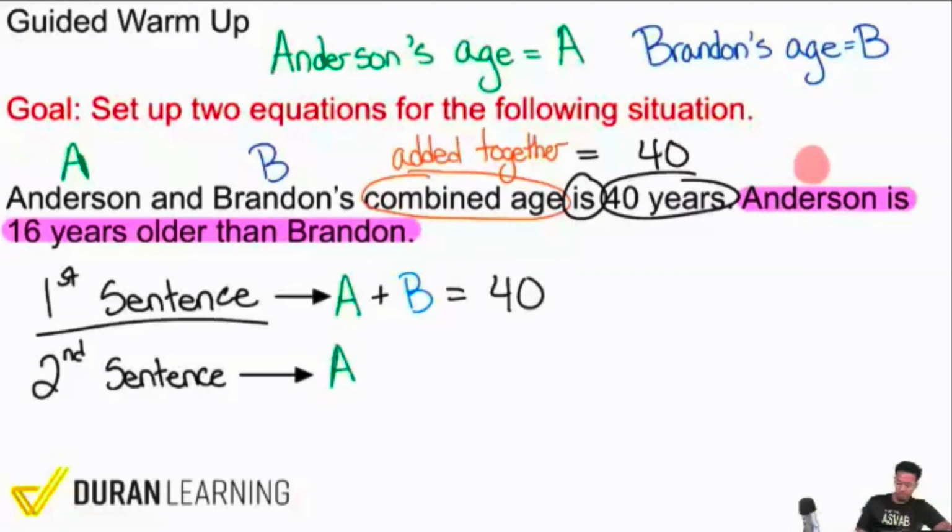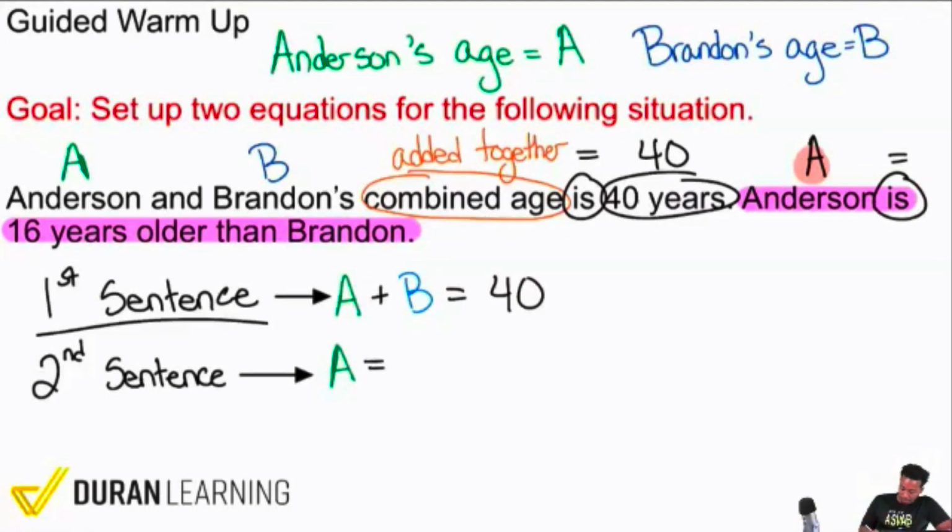All right, so we have Anderson. Then everybody, what does the word "is" translate to right over here? What does "is" translate to? Equals. That is correct, Muhammad. It's going to translate to equals, the word equals, or the symbol.